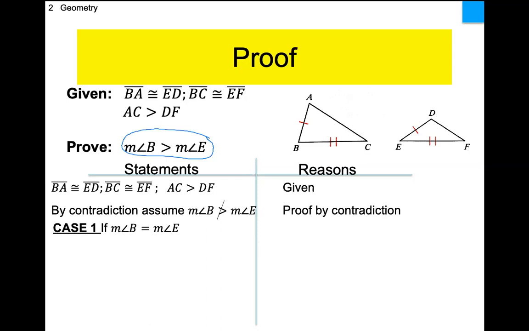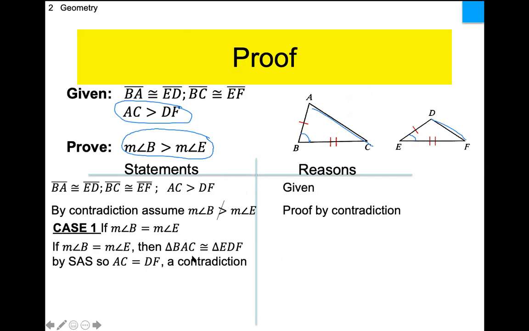Okay, so case number one. If it's not greater than, then it must be either equal or less than. So let's assume that it's equal, that's case number one, and let's see if we can arrive at a contradiction. So if angle B is equal to angle E, guess what you immediately have? SAS. Yeah, therefore AC is exactly the same as DF by CPCTC, and clearly that contradicts the given. The given says that they're not equal.